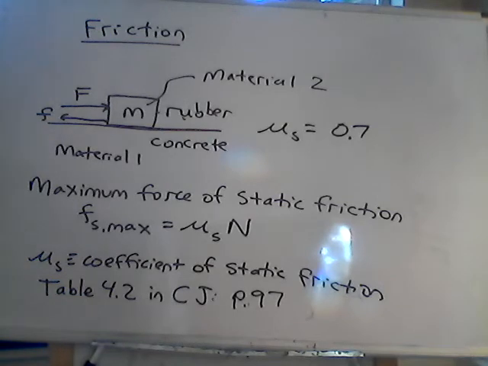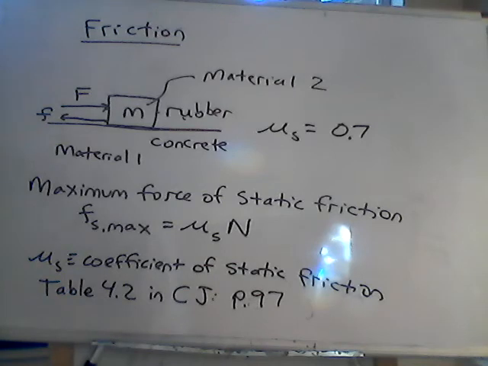So this could be made out of rubber, and this could be made out of concrete, or this block could be made out of concrete, and the floor could be made out of rubber. It doesn't matter. It's just one particular material rubbing against the other. And if that's the case, the coefficient of static friction between the two would be 0.7. I can go further down. I can say rubber on wet concrete.